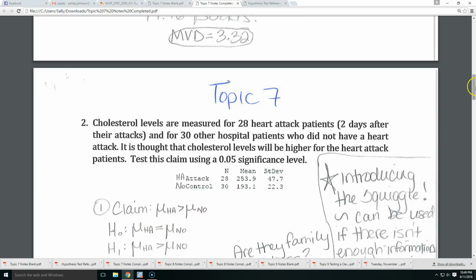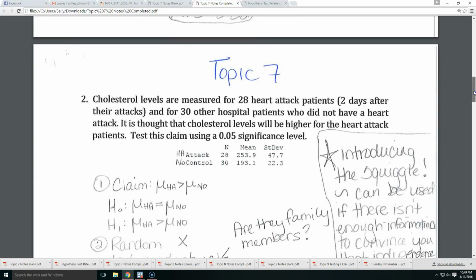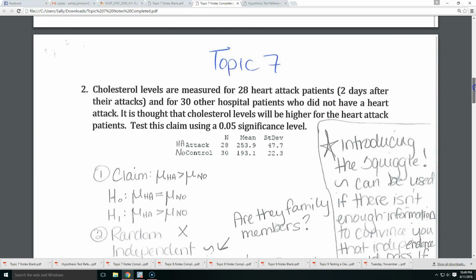So your H0 is going to be the equality of the statement, and your H1 is your claim. So when you go down to the assumptions, and this is where we're going to get to the squiggle, random doesn't pass. They don't say that there's random selection. And I wouldn't pass or fail independence without getting more information.